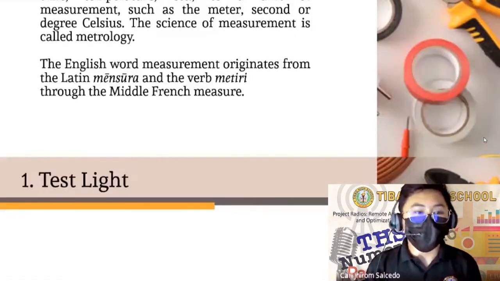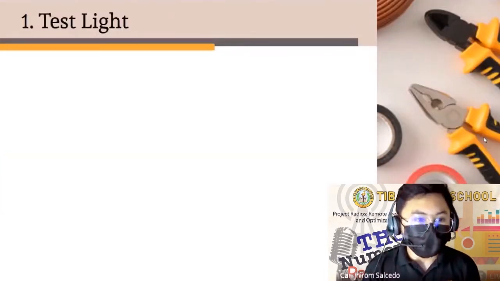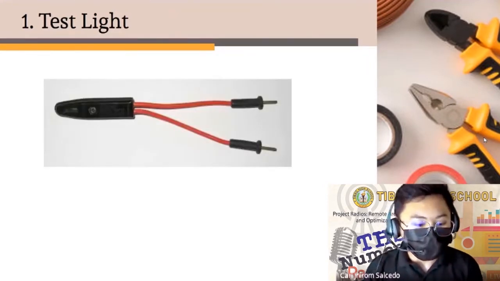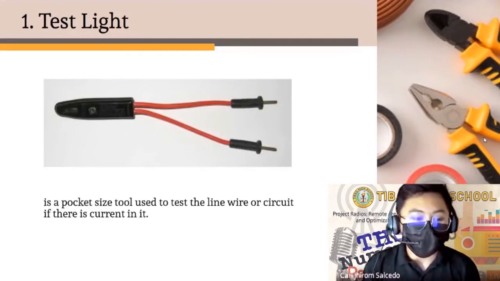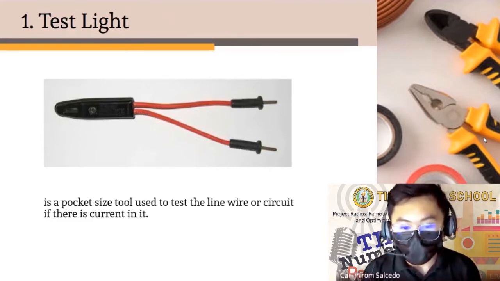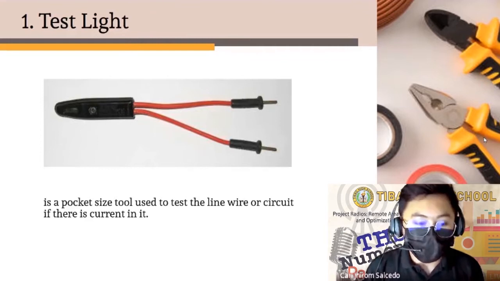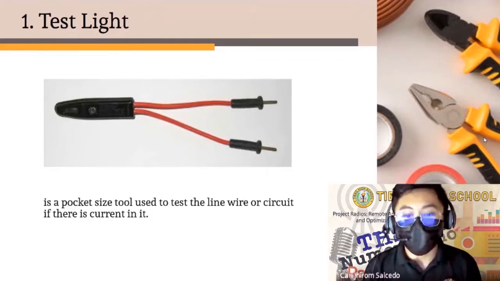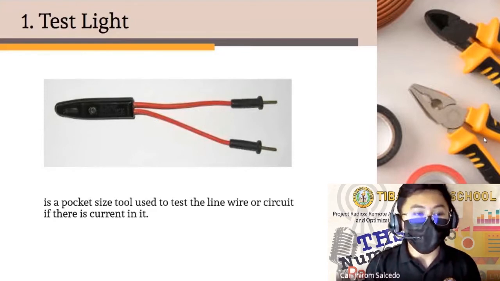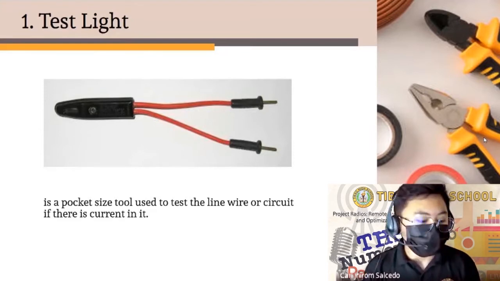So first, we have what we call the test light. Ayan, ganyan ang itsura ng test light. So a test light is a pocket-sized tool used to test the line wire or circuit if there is a current in it. So ang test light ay isang tool na ginagamit upang malaman kung may dumadaloy na electric current sa isang circuit. So yun yung main function ng test light.